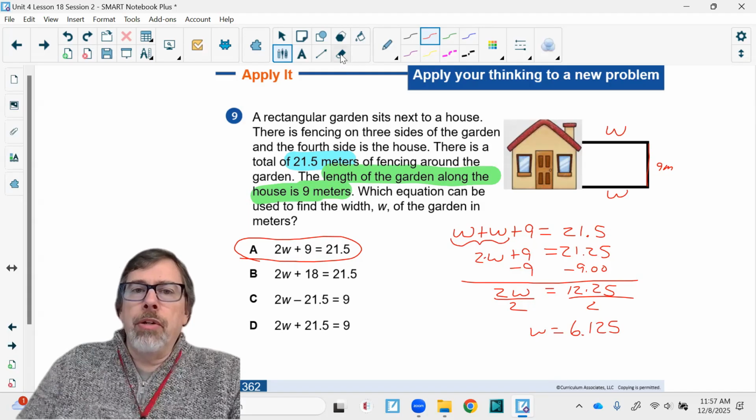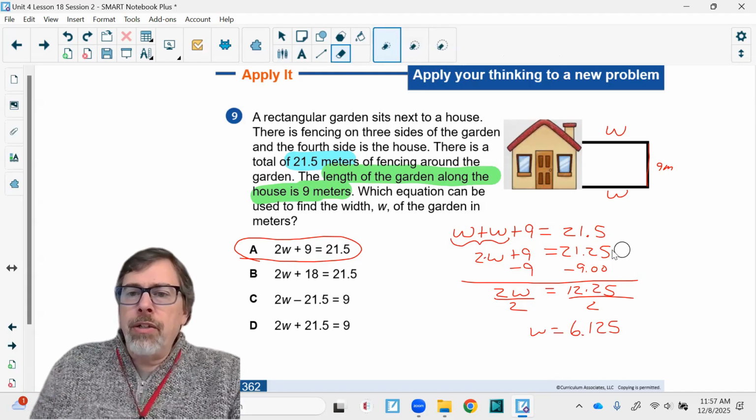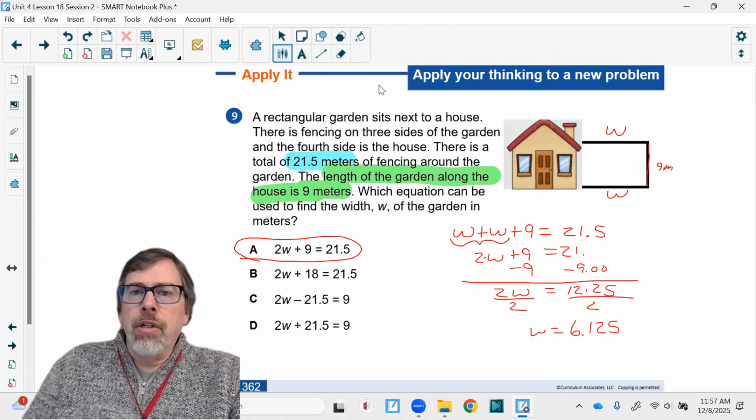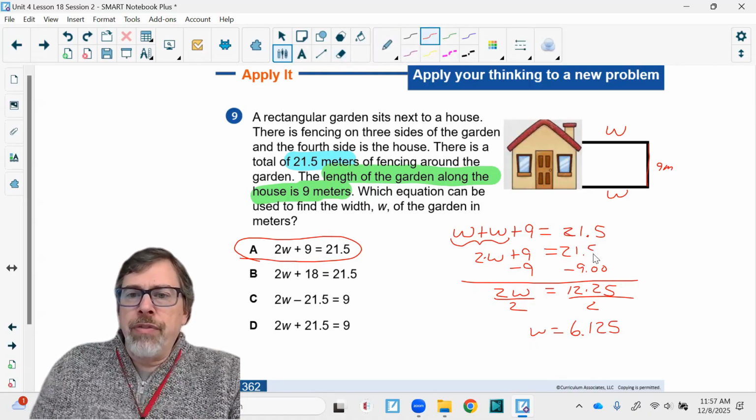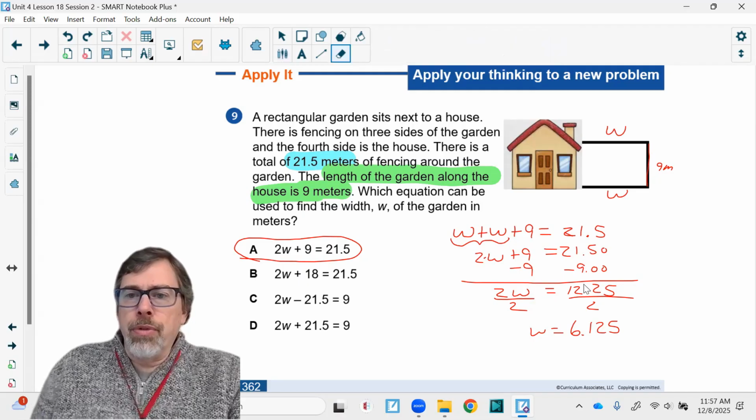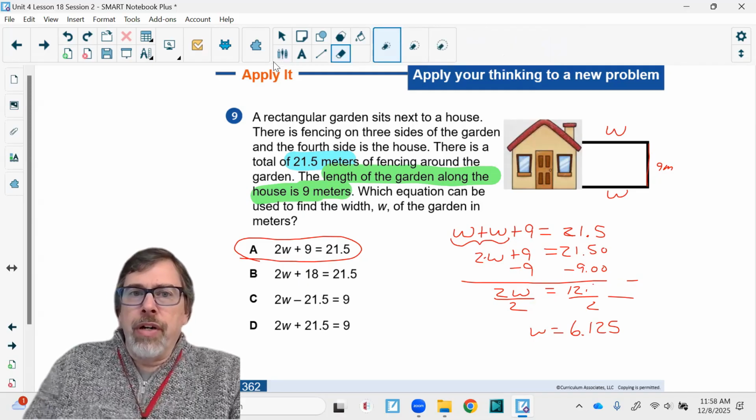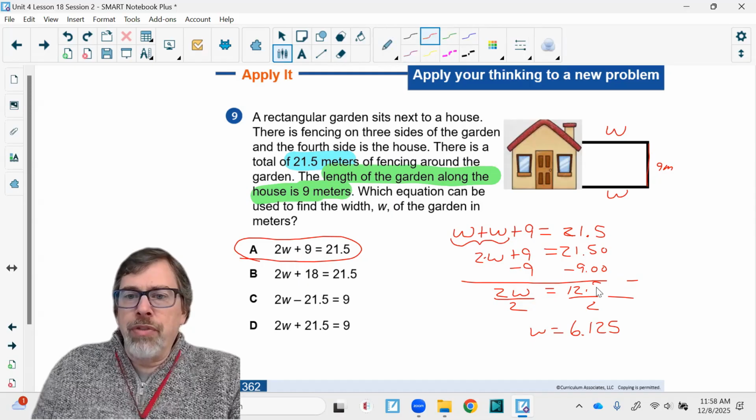Whoops, I made another mistake. Wow, look at me. I just sat there wondering what was going on. I went from 1.5 to 0.25. All right, this is 0.50. So this is 0.50. That's why we do math in pencil. Please fix this. So it's 12.5 divided by 2.